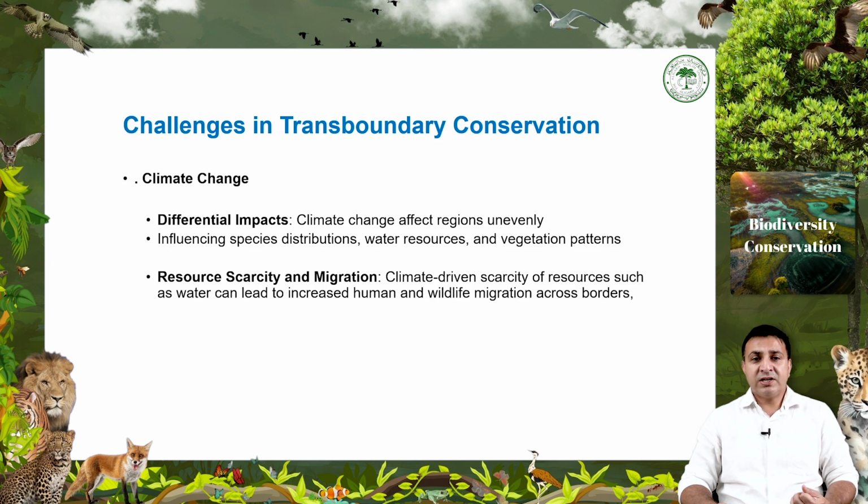That is, one is differential impacts. Climate change can affect regions unevenly, influencing species distributions, water resources, and vegetation patterns, thus making joint adaptation strategies complex and challenging in transboundary ecosystem management. Another is resource scarcity and migrations. We can say climate-driven scarcity of resources such as water can lead to increased human and wildlife migrations across borders, thus stressing conservation efforts and increasing human-wildlife conflict in these areas.